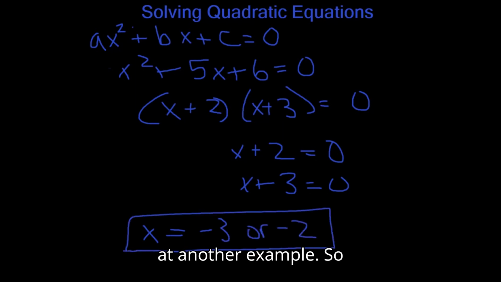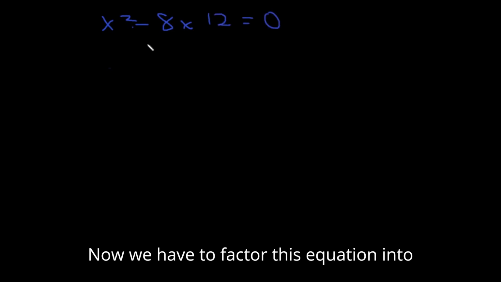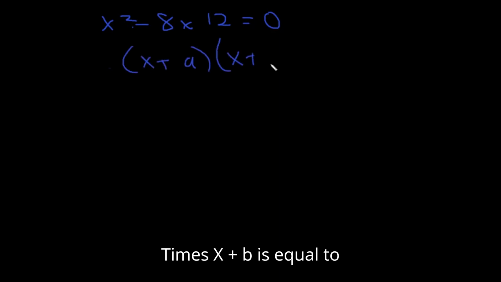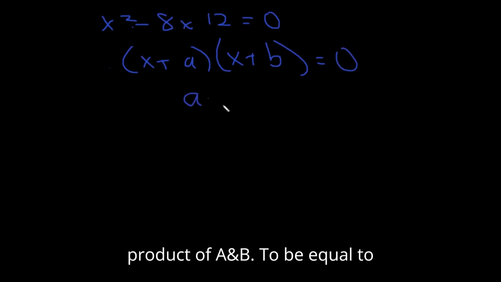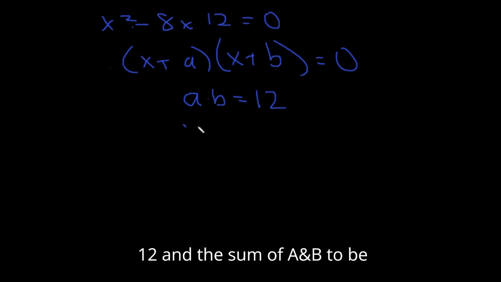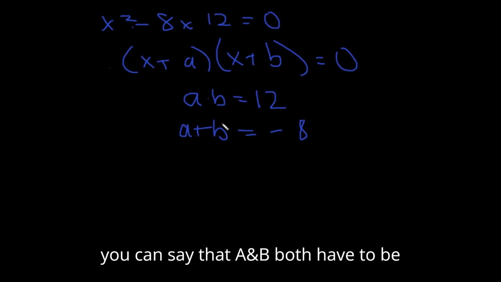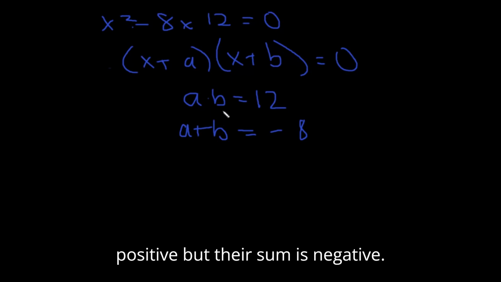Let's look at another example. So let's look at the equation x squared minus 8x plus 12 equals 0. Now, we have to factor this equation into two parts, where it's like x plus a times x plus b is equal to 0. And you want the product of a and b to be equal to 12, and the sum of a and b to be negative 8. Now, once you look for numbers like this, you can say that a and b both have to be negative numbers, since the product is positive, but their sum is negative.